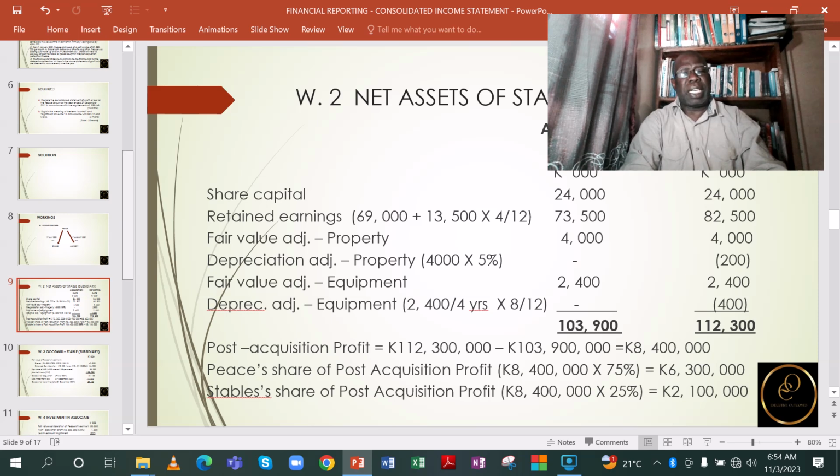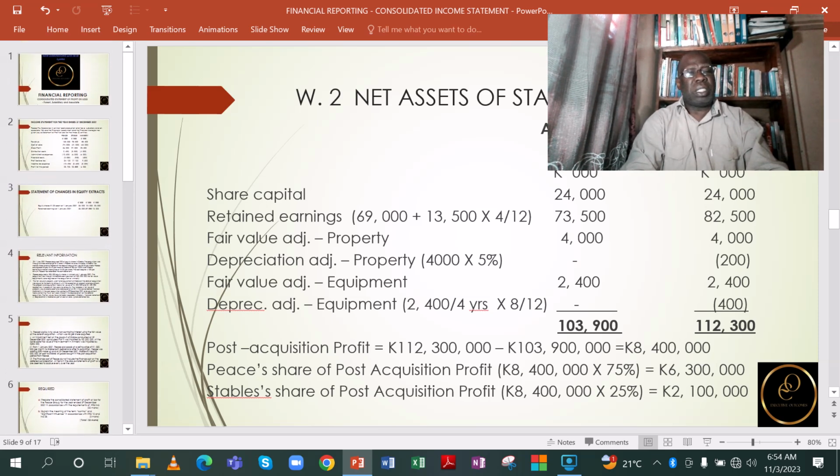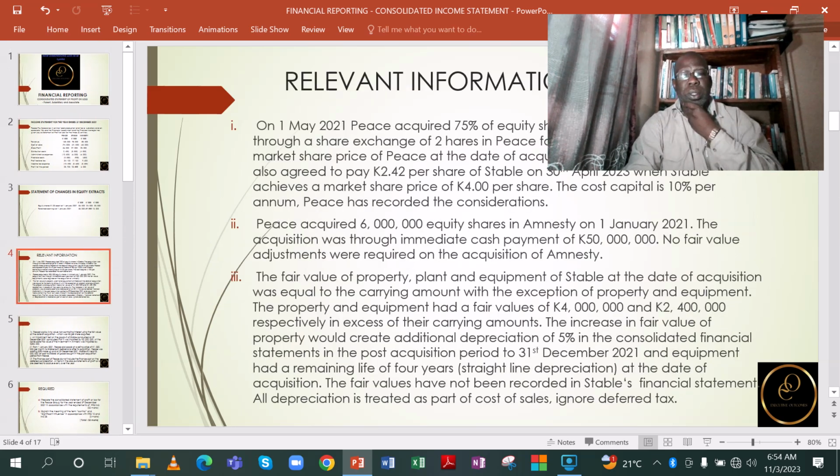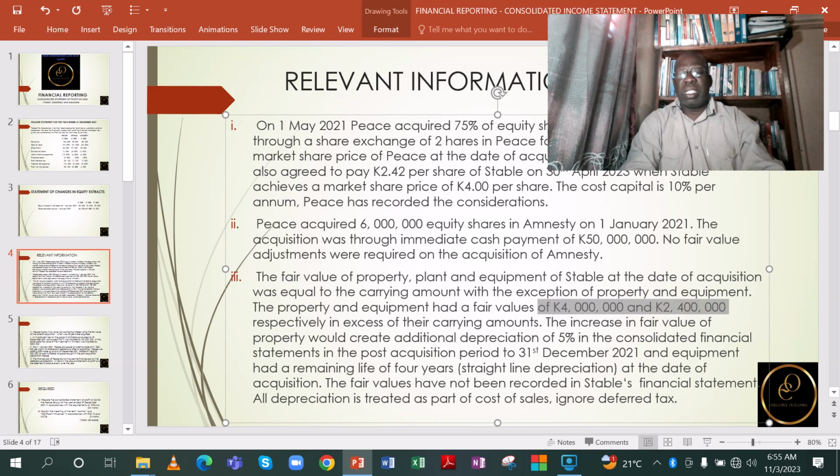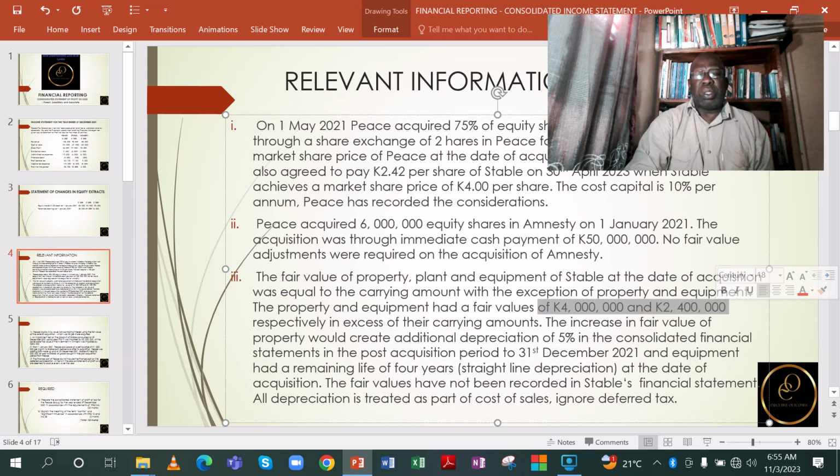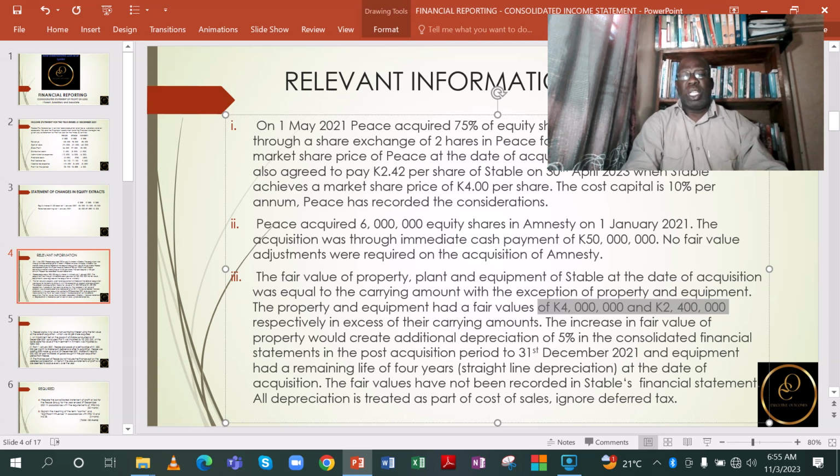Okay, so now we go to the next one. We are given in the note number 3 the fair value of property, plant and equipment of Stable at the date of acquisition, which was equal to the carrying amount, with the exception of property and equipment. The property and equipment had a fair value of 4,000,000 and 2,400,000 respectively in excess of carrying amounts. So 4,000,000 in excess of carrying amount on property, and 2,400,000 in excess of carrying amount for equipment. So there was a valuation upwards. So the value shot up.